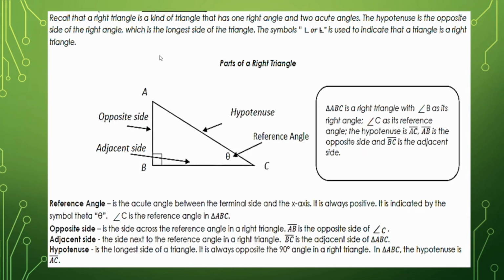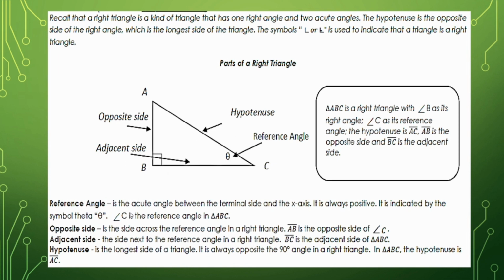In here, the symbol is used to indicate that the triangle is a right triangle. Again, what are the parts of the right triangle? We have the reference angle, which is theta, and the hypotenuse, which is the side opposite the right angle. Triangle ABC is a right triangle with angle B as its right angle. Angle C is its reference angle. The hypotenuse is line segment AC. Line segment AB is the opposite side, and line segment BC is the adjacent side.